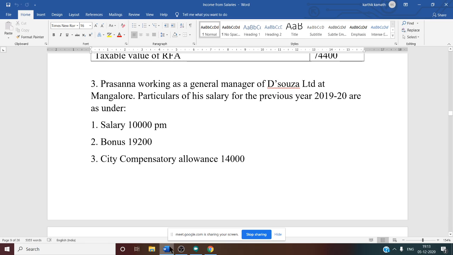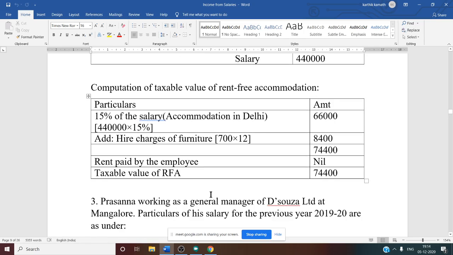In the last class, we were discussing rent-free accommodation. So, what do you mean by rent-free accommodation? It is an accommodation given by the employer to the employee to stay in that particular house. There are two conditions. First, whether that accommodation is owned by the employer, and second, whether that accommodation is not owned by the employer. And before that, there are two categories of employees.